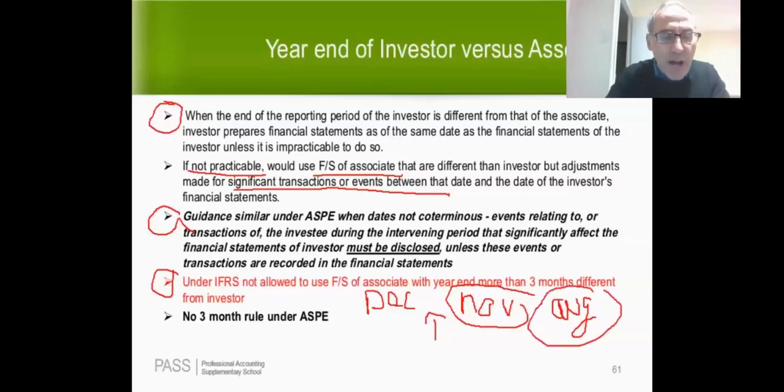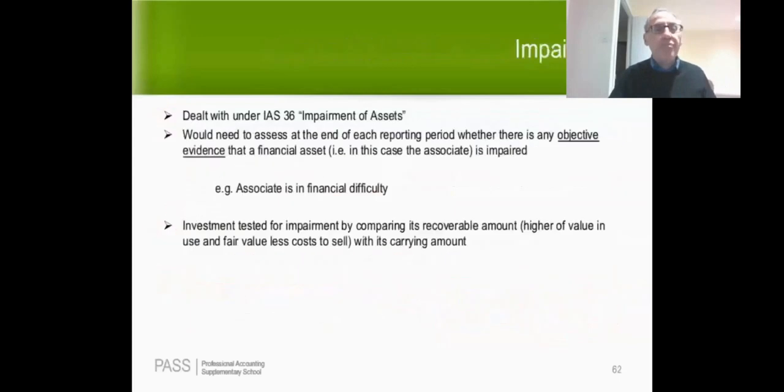The investor would not be allowed to use the investee's August statements for the purpose of using the equity method. The investee would have to prepare statements at December. The investor can only use the investee statements if they have a different year end if it's within 3 months. Because ASPE likes to keep life simple, there is no 3 months rule under ASPE.